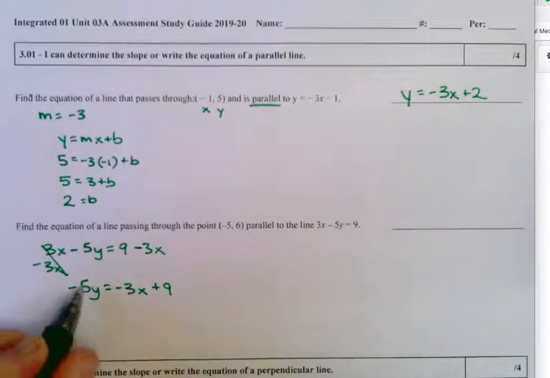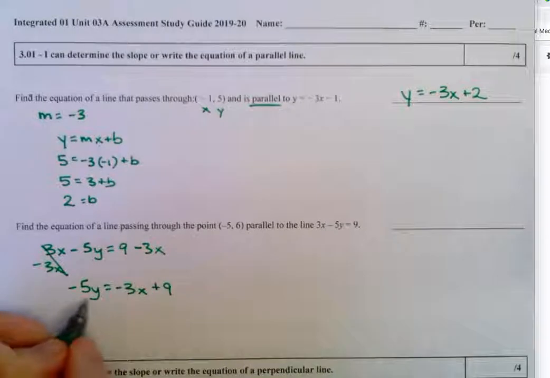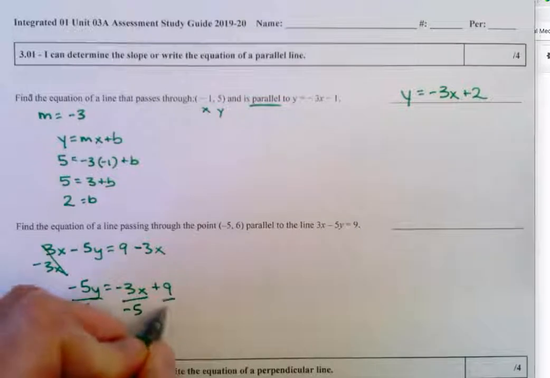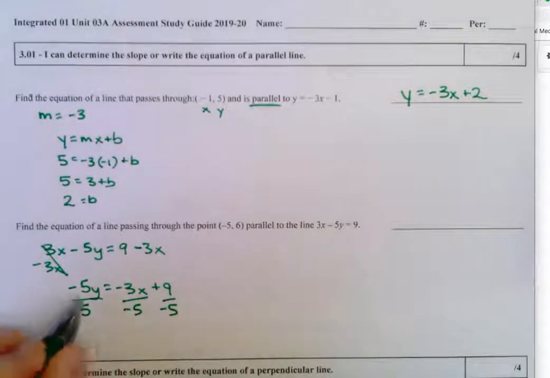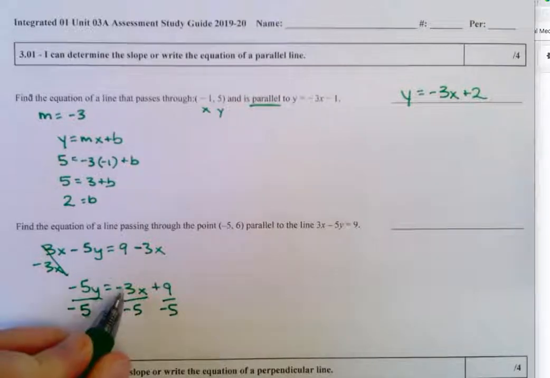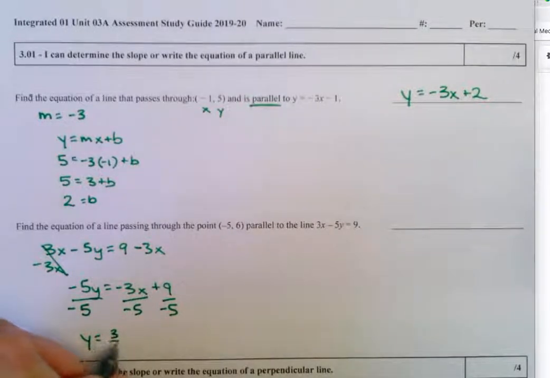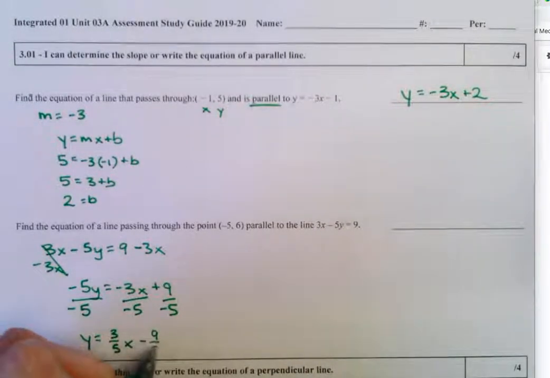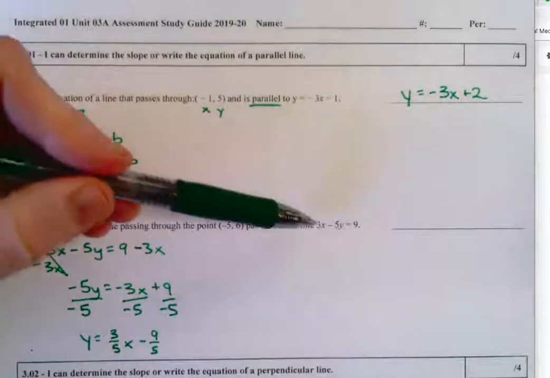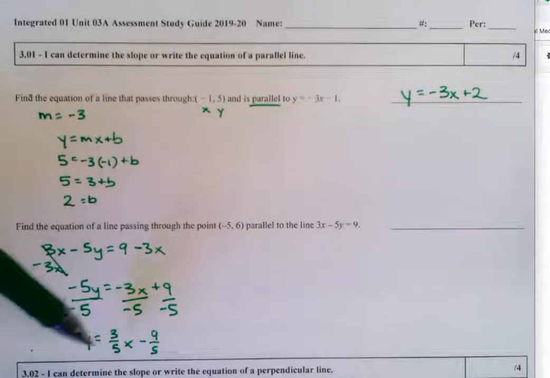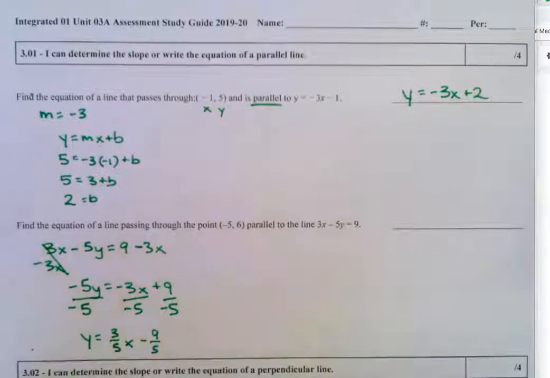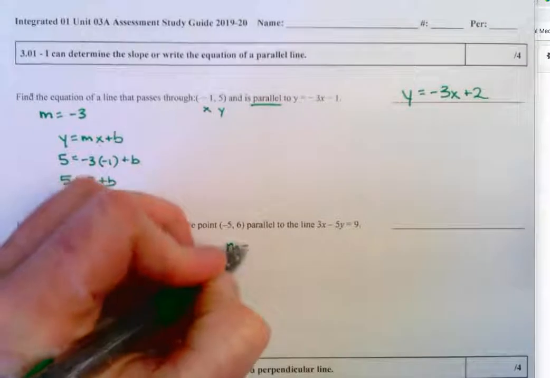All right, so now I need to get y by itself, so we're going to divide by a negative 5. So this becomes just y. Negative divided by a negative is a positive 3/5. And this is negative 9/5. So all I've done so far is rewrite this equation into a format that gives me the slope. Okay, so my slope is 3/5. I don't really care about this number, to tell you the honest truth. I just need to know the slope of that line. So my slope is 3/5.